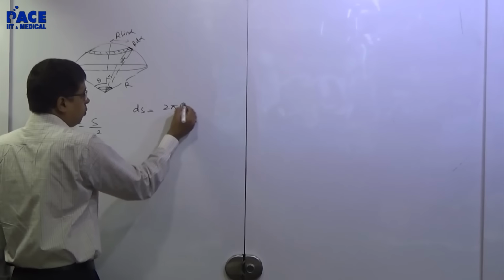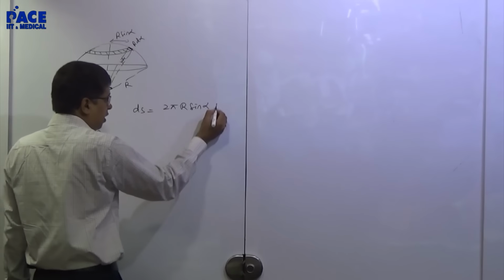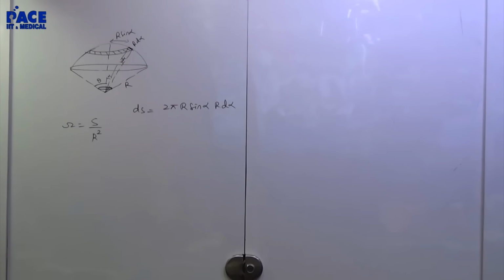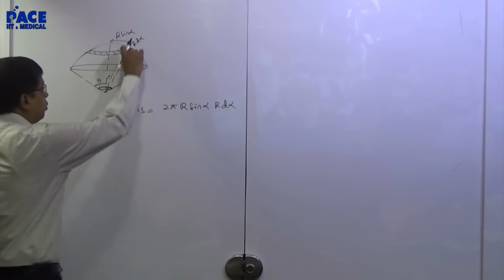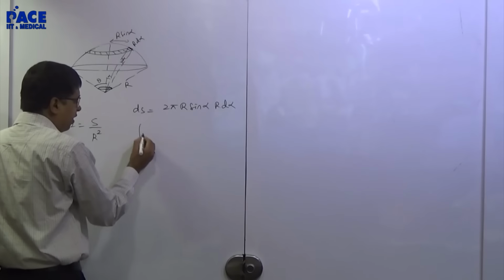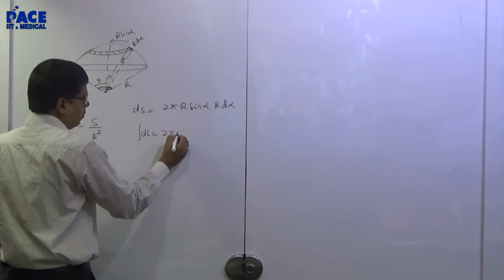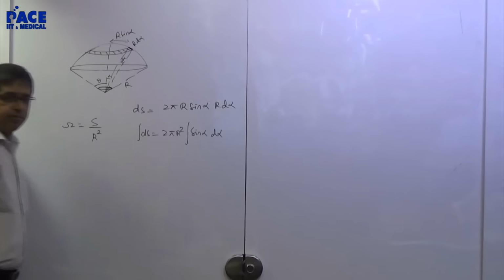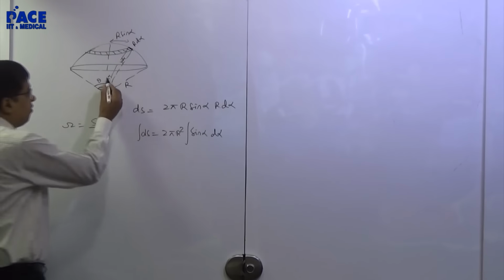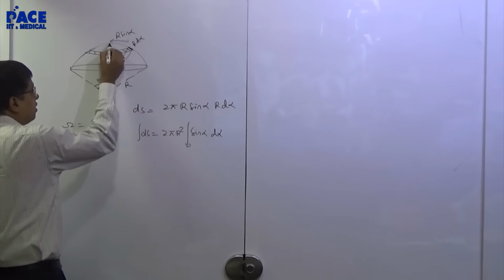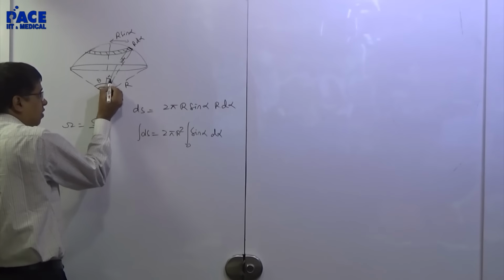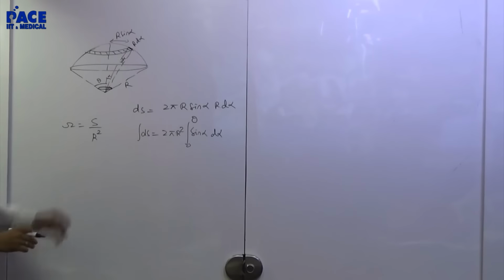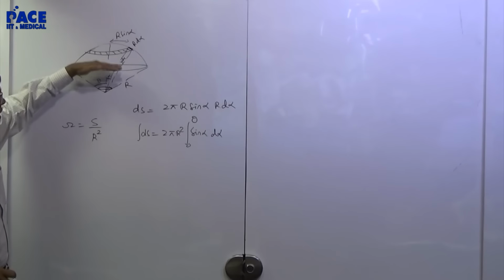ds will be 2 pi r sin alpha r d alpha. 2 pi r sin alpha will give me the length, into breadth r d alpha. If I integrate this, 2 pi r square integral sin alpha d alpha, the least value of alpha is 0 when I consider the ring on the topmost point. The maximum value of alpha is theta. The ring that I consider is from here to this ring.